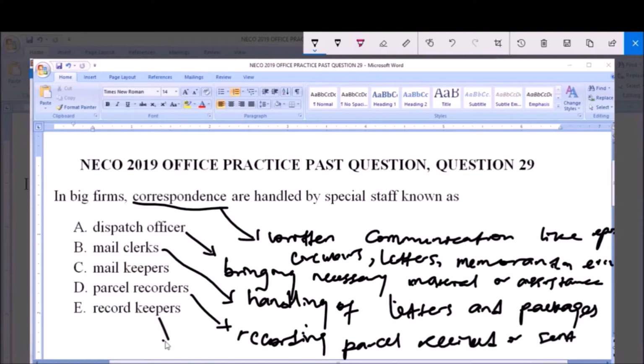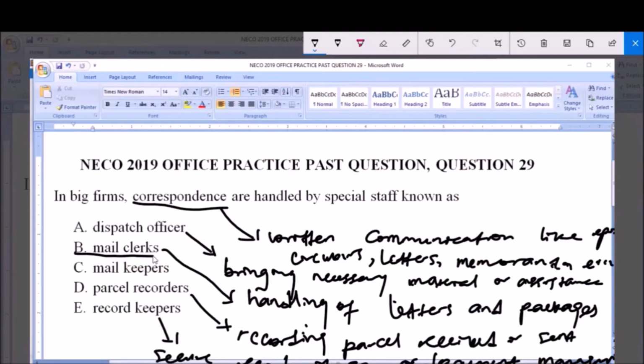And E is record keepers. These ones are concerned with what? With the provision of secure record storage, or documents management. That is their job. Documents management. Now the question says correspondence are handled by special staff known as B.